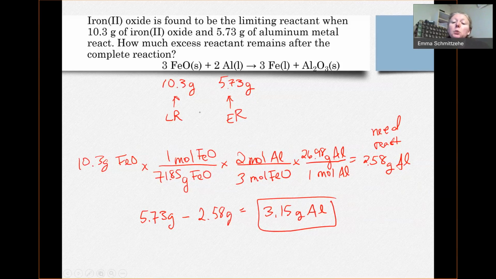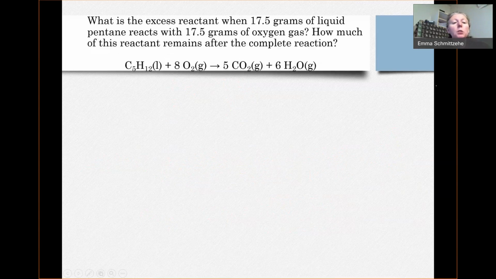Okay, so we'll do one more example. So this one says, what is the excess reactant when 17.5 grams of liquid pentane, which is that C5H12 there in that reaction, reacts with 17.5 grams of oxygen gas? And then I say how much of this reactant remains after the complete reaction.